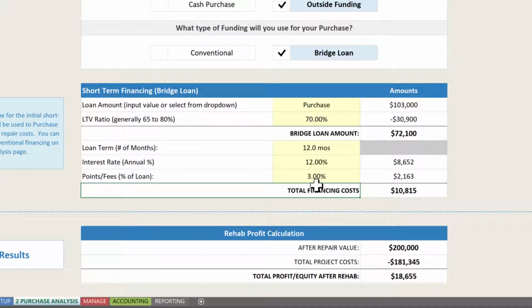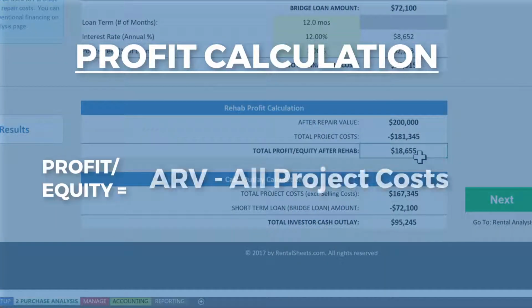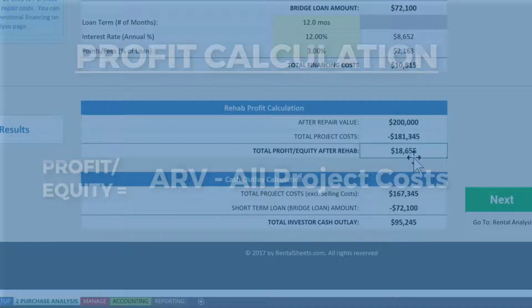So now that we have set up our purchase information, the spreadsheet is going to calculate our rehab profit and cash outlay from the purchase. The rehab profit and equity in the deal after the rehab is calculated by taking the after repair value and subtracting out all of our project costs. So basically it's taking the after repair value and subtracting the purchase costs, your repair costs, your holding costs, and financing costs to calculate your profit and equity in the deal after the rehab.